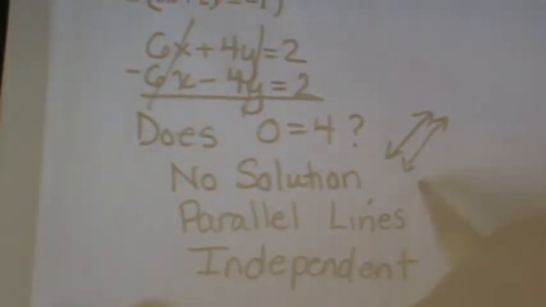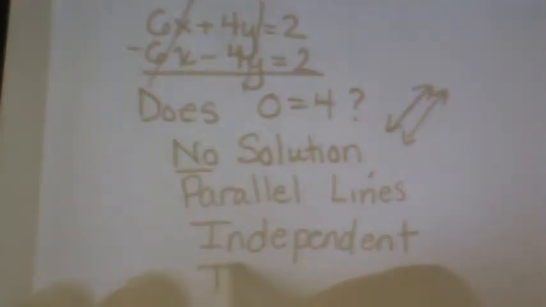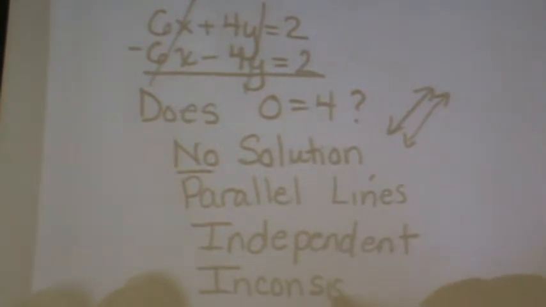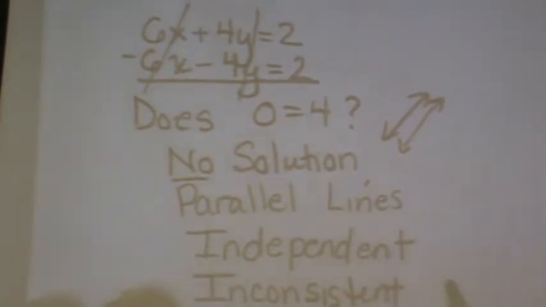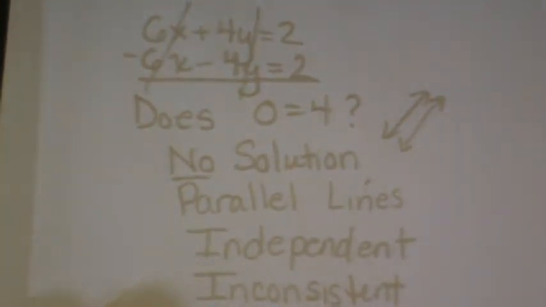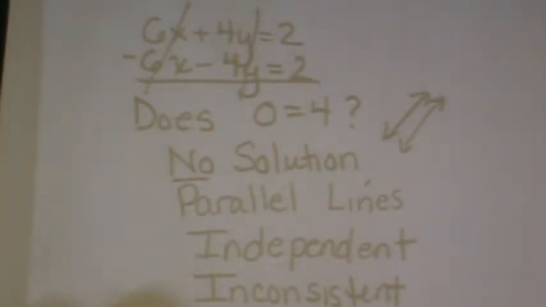And did we get an answer? No. So it's inconsistent. Questions? So that's an example. When you see something weird happen like this, 0 doesn't equal 4, these are no solution, parallel, independent, inconsistent.